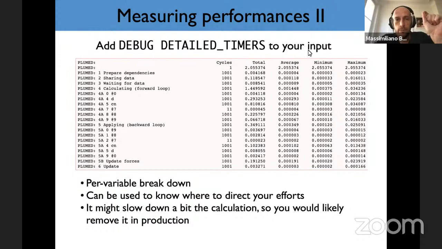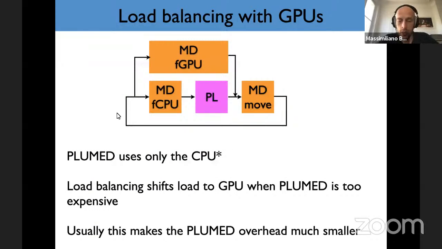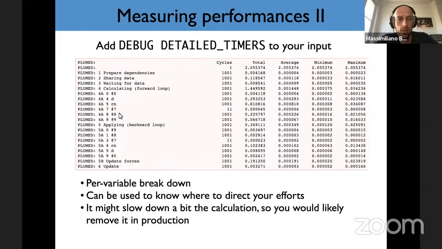If you add this to your input, you will have basically the same information, but you will have a breakdown in terms of each collective variable that you are defining, each action that you have defined here. So here, for example, you can see the forward loop, which is a calculation of variables, is broken down in every single line that you have in your Plume input file. So here you have 2 collective variables and another action with no name. So there is a number, sorry, in Plume when you didn't name that particular action, and you can look at how much time each call to this action will take.